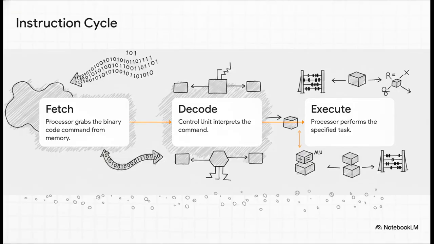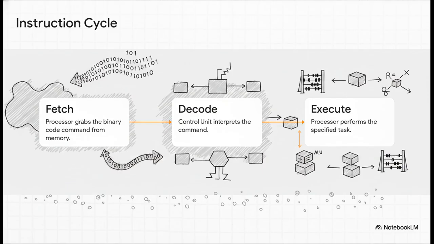Everything a CPU does is defined by its instruction set architecture. And literally every single task boils down to 3 fundamental steps. Step 1, fetch. The processor grabs the binary code command from memory. Step 2, decode. The floor manager, the control unit, interprets that binary code using decoders to figure out exactly what needs to be done. And step 3, execute. The processor actually does the job, whether that's crunching numbers in the ALU, moving data around, or changing control flow. Fetch, decode, execute. Over and over, millions, sometimes billions of times a second.